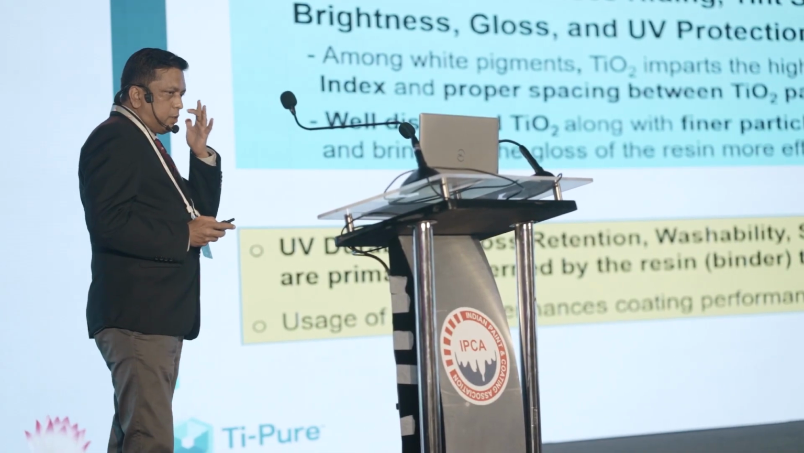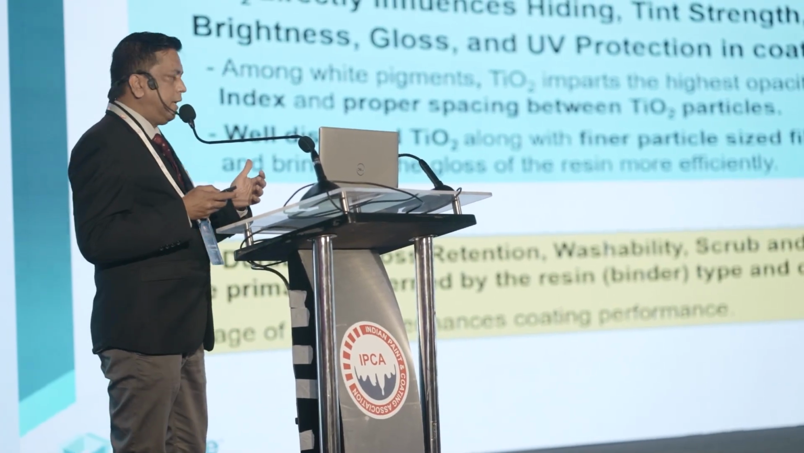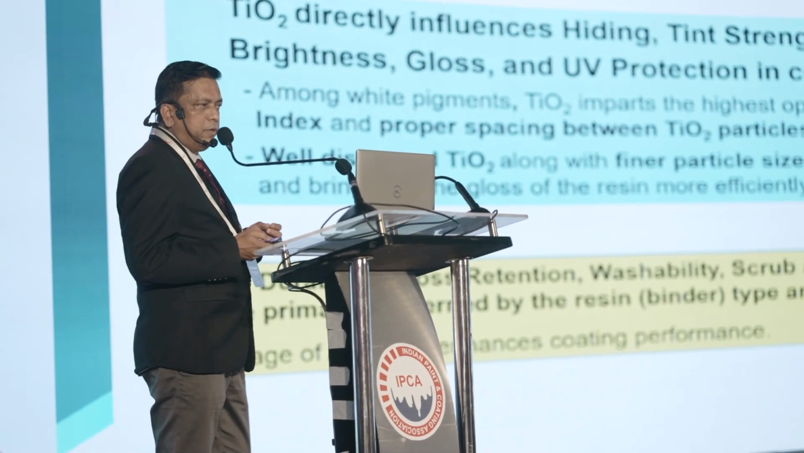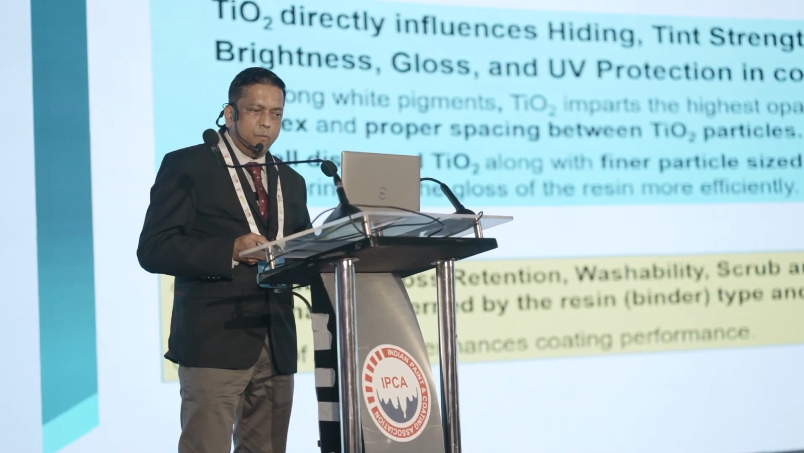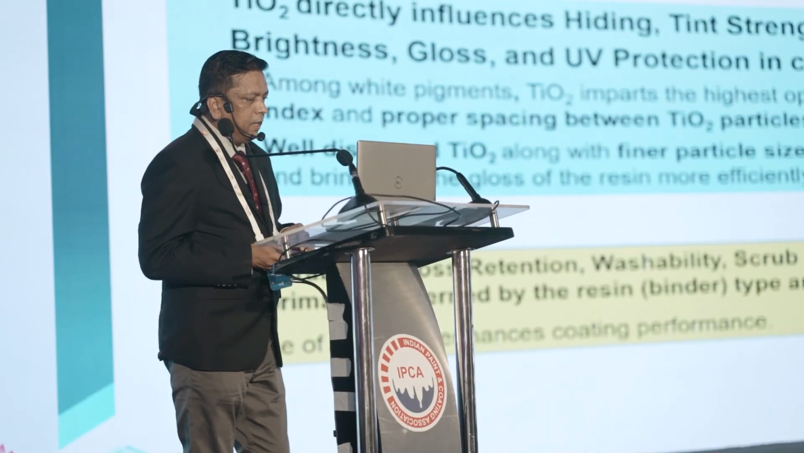So when we think of a paint, paint is not a simple thing. It's a complex recipe. Many things are mixed together. They are ground, they are dispersed and let down, and finally the paint is ready. When we make a paint and talk about performance, we have to consider what comes from TiO2. Not everything comes from TiO2, but definitely the hiding, tinting strength, whiteness and brightness are from TiO2. To some extent gloss and UV resistance or UV protection also come from TiO2, and you have to select the right grades for that.